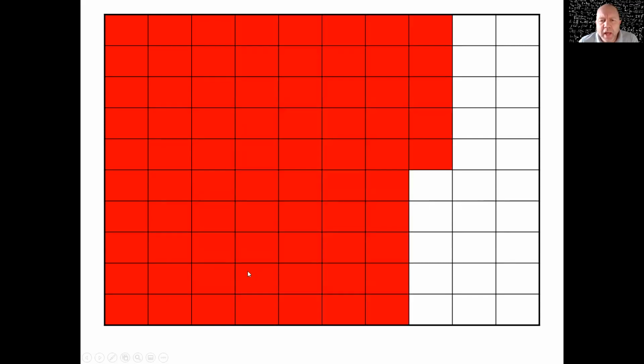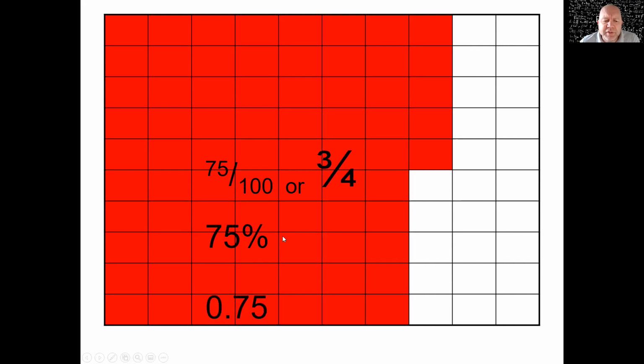Another one. Again, count up the squares. Hopefully you're counting in rows and not counting individually. And you will have realized that there are 75 shaded red. So 75 out of 100 are shaded. This simplifies to 3/4 as a fraction. But again, let's focus on the 75 out of 100, because this will help us create our percentage and our decimal. So as a percentage, 75 out of 100 becomes 75%. And as a decimal, 75 hundredths is 0.75.